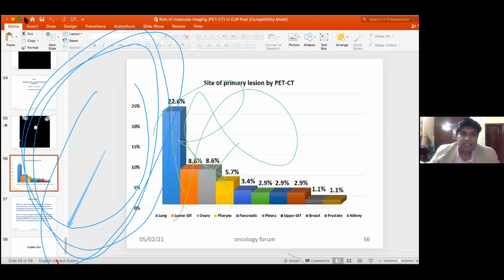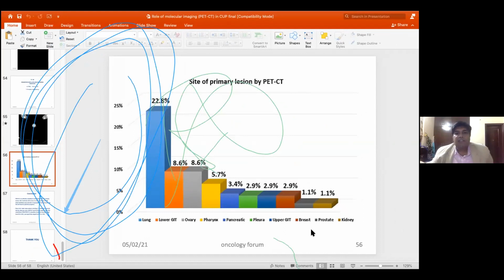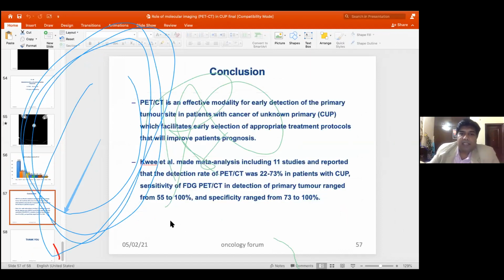In our setup, we find most of the primaries from the lung and lower GI tract in PET CT, and very few from the breast and prostate, because digital mammography and MRI can pick up even small breast lesions. So PET CT is an effective modality to detect the primary tumor site in patients with CUP, which facilitates early selection of an appropriate treatment protocol and definitely improves the patient's prognosis.